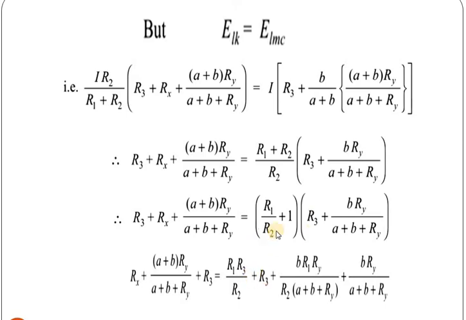Next expand this R1 by R2 term. Now we got this as B into R1 Ry divided by R2 into A plus B Ry. Whenever we multiply this R1 by R2 with this term, we got B R1 Ry by R2 into A plus B plus Ry. Next we multiply this one with this one, then we got B Ry divided by A plus B plus Ry.